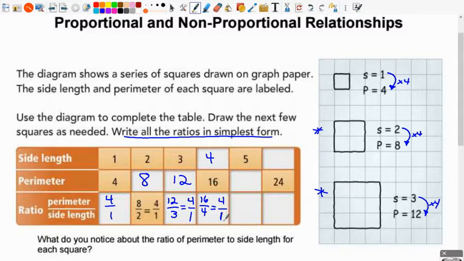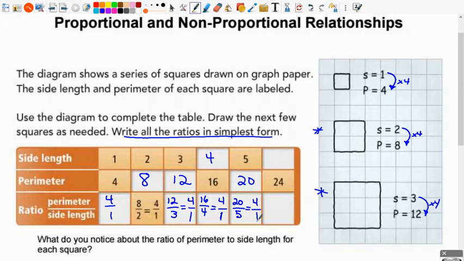The next one is a side length of 5. If you do the side length times 4, that would give you the perimeter. So 5 times 4 is 20. For the ratio of perimeter to side length, that's going to be 20 over 5. Both of those numbers you can divide by 5, which would give you 4 over 1.